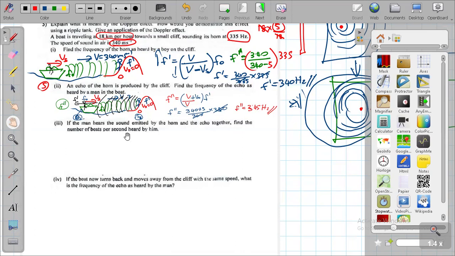If the man hears the sound emitted by the horn and the echo together, find the number of beats per second heard. I told you beat frequency is like F2 minus F1. So F2 is 345 minus 335. So it is going to be 10 hertz. Beat frequency is 10 hertz.